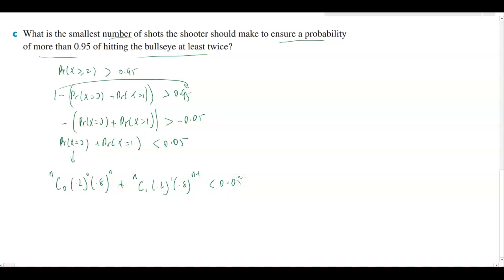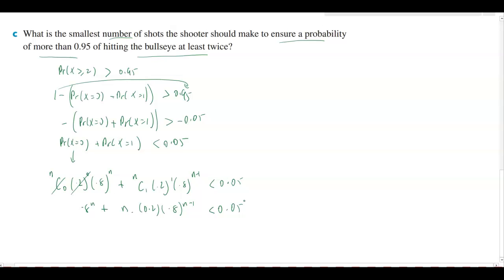Well, there's some good news here. That's still equal to 1. That's still equal to 1. So it's 0.8 to the n plus nC1 is actually equal to n. 0.2 to the 1 is 0.2. 0.8 to the n minus 1. Well, that's just 0.8 to the n minus 1. And that's less than 0.05.